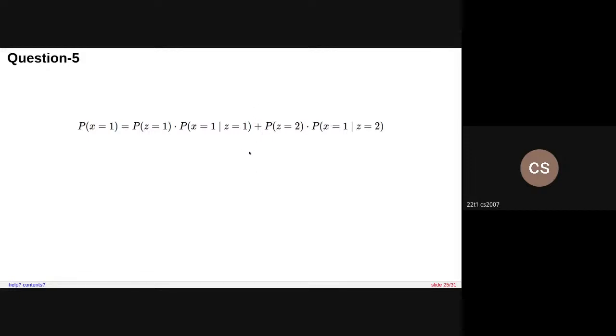Okay, so now we can go ahead and substitute the values. So P of z equal to 1 is alpha. What is P of x equal to 1 given z equal to 1? It's p. Okay, so P of z equal to 2 is what? 1 minus alpha. Okay, and this is 1 minus alpha. Sorry, this is not 1 minus p, I made a mistake here. It should be q. So now do you understand why it is identically distributed?